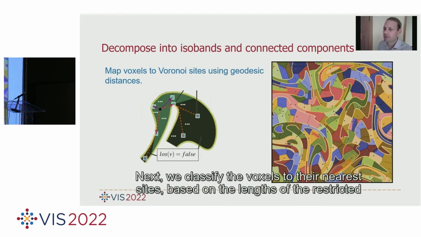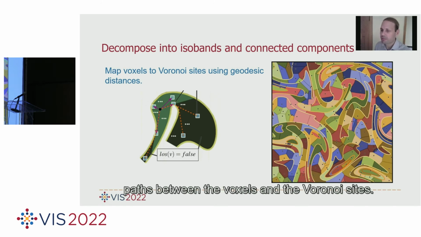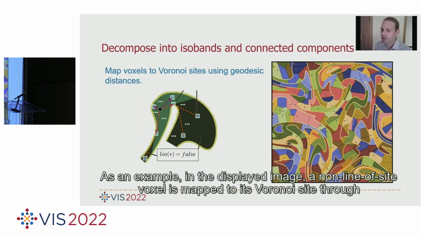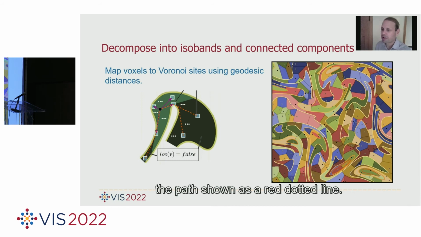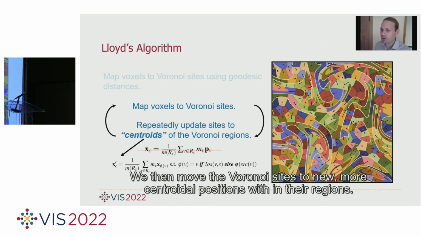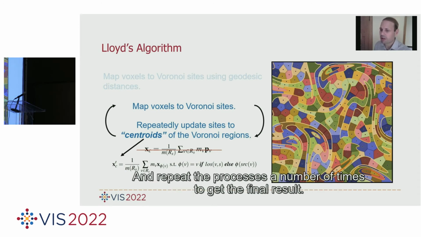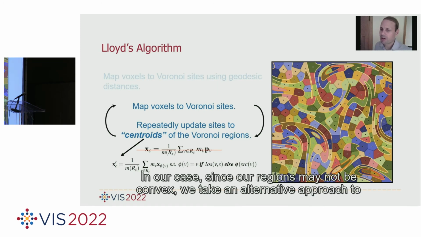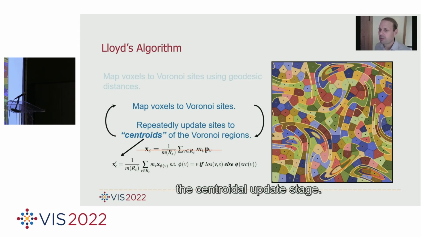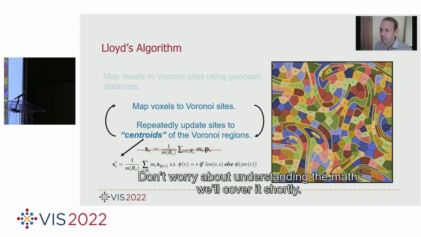Next, we classify the voxels to their nearest sites based on the lengths of the restricted paths between the voxels and the Voronoi sites. As an example, in the displayed image, a non-line of sight voxel is mapped to its Voronoi site through the path shown as a red dotted line. We then move the Voronoi sites to new, more centroidal positions within their regions, and repeat the process a number of times to get the final result. In our case, since our regions may not be convex, we take an alternative approach to the centroidal updating stage. Don't worry about the math, we'll cover it shortly.